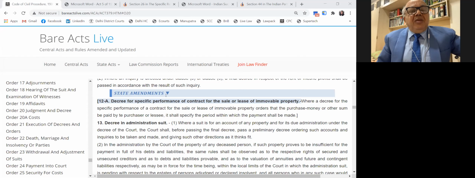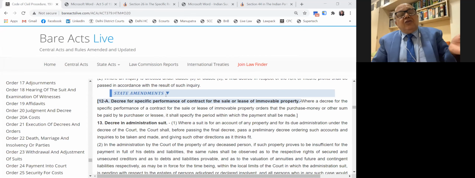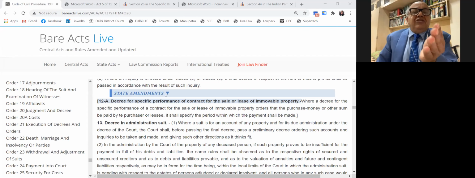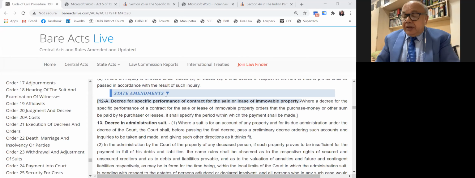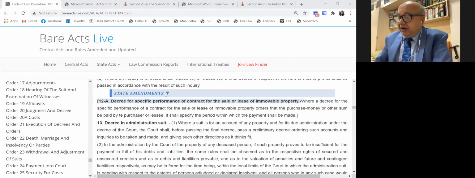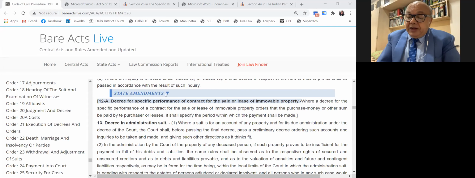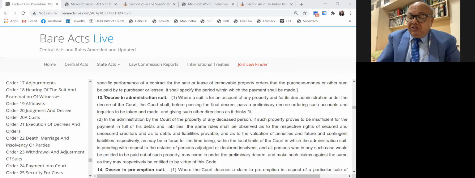But under the scheme of section 19 of the Presidency Small Cause Court, a suit for specific performance would not lie. So you will have to file this suit either in the City Civil Court or Bombay High Court for specific performance of the lease. A decree is passed under Order 20 Rule 12A. Then kindly see Order 20 Rule 13, right now it's a decree in administration suit.